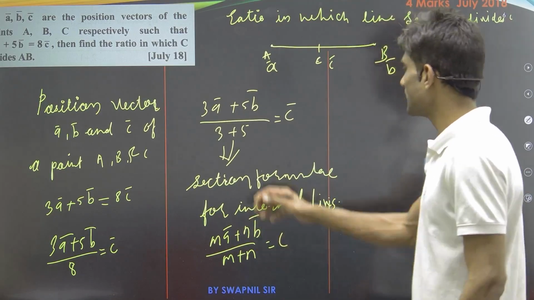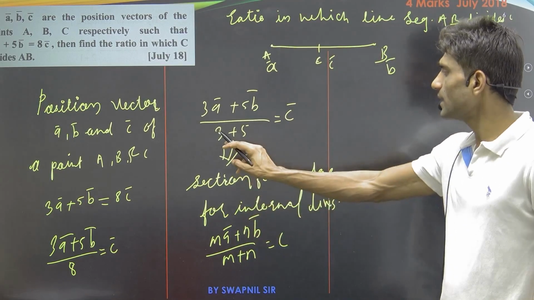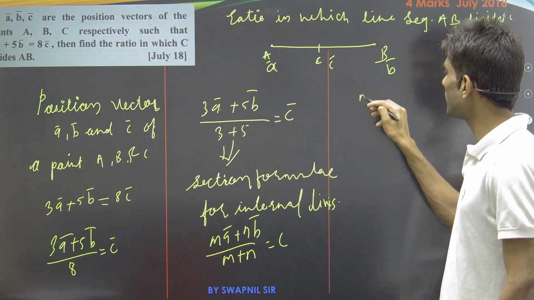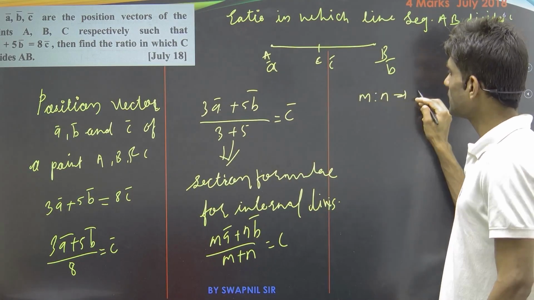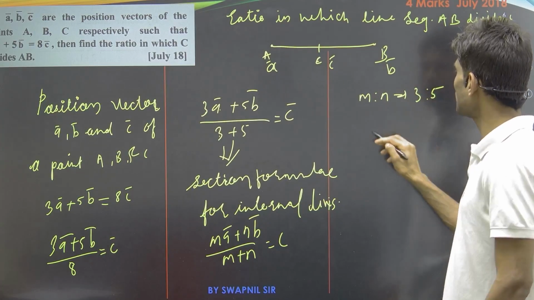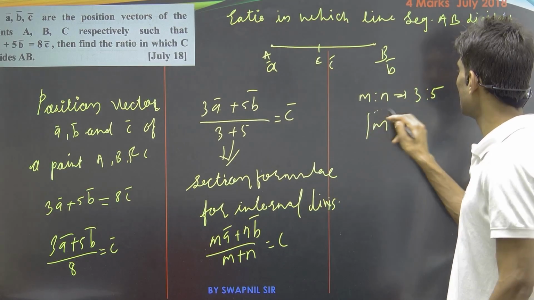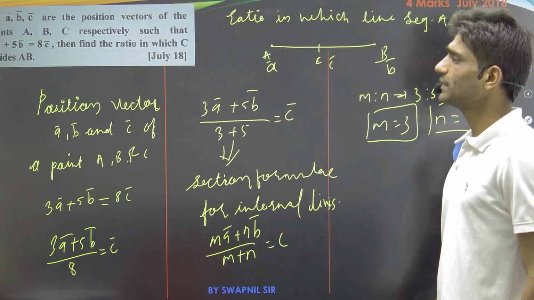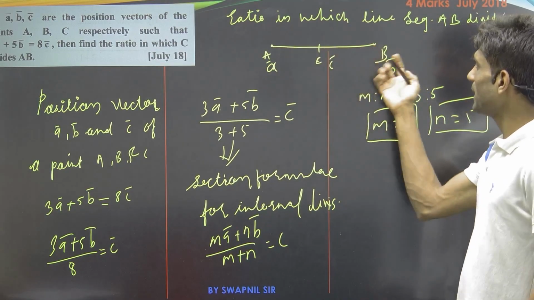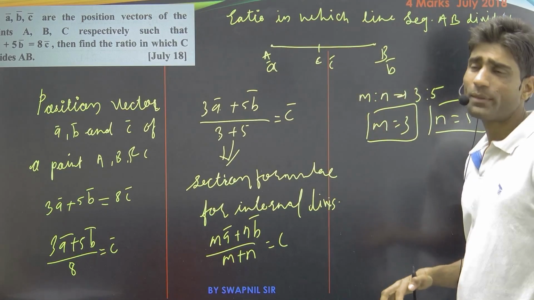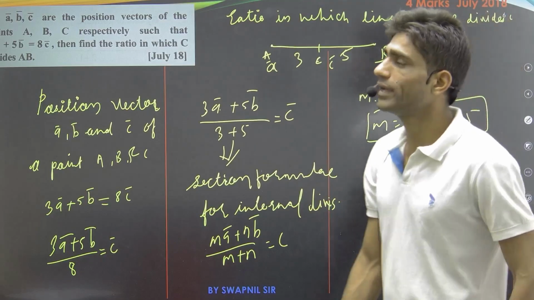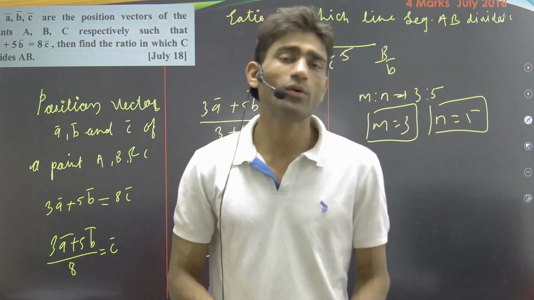Now compare this one. M plus n means 3 plus 5, m into a bar plus n into b bar. So we get m is to n equal to 3 is to 5. The value for m is 3, and the value for n is 5. That means our line segment AB is divided by point C in the ratio 3 is to 5. That's what we want here in our question.